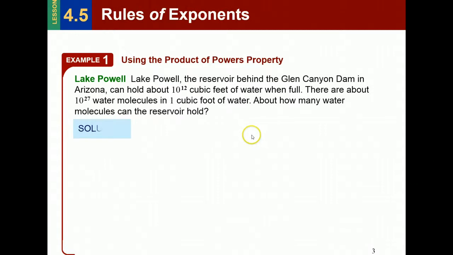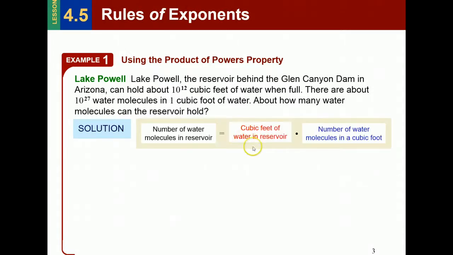Well, this is going to be some obscene, absurd number, because in order to find the total molecules in the reservoir, we need the total amount of cubic feet, and we're going to multiply that by the number of water molecules in a cubic foot. So plug in the values: 10 to the 12th times 10 to the 27th. Go ahead and pause the video, and tell me what you think this answer is going to be. Discuss with your table. Pause the video now.